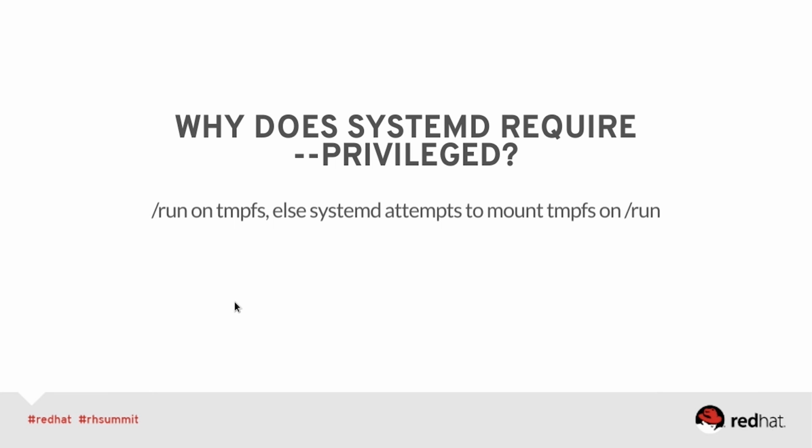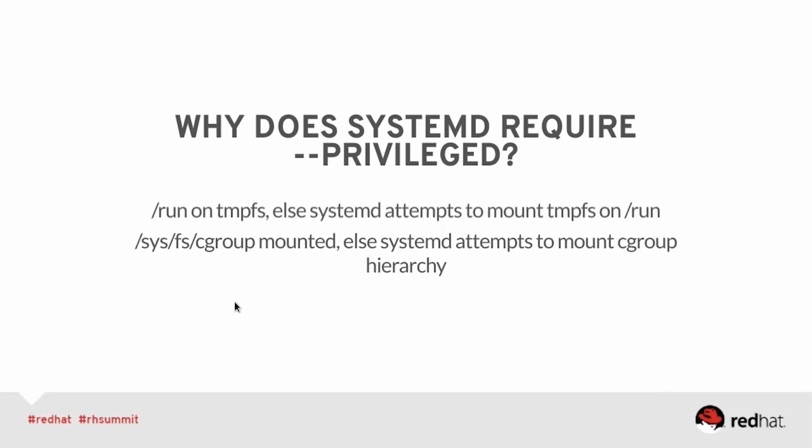All right, so with /run not being on a tmpfs, when you run systemd as PID 1, it sees /run is not a tmpfs, and the first thing it does is attempt to mount a tmpfs on /run. You need privilege in order to mount anything, if you came to my security talk yesterday, so instantaneously systemd blows up. The second thing systemd expects is to have sysfs cgroups mounted in, because systemd wants to manage the cgroups inside of a container.